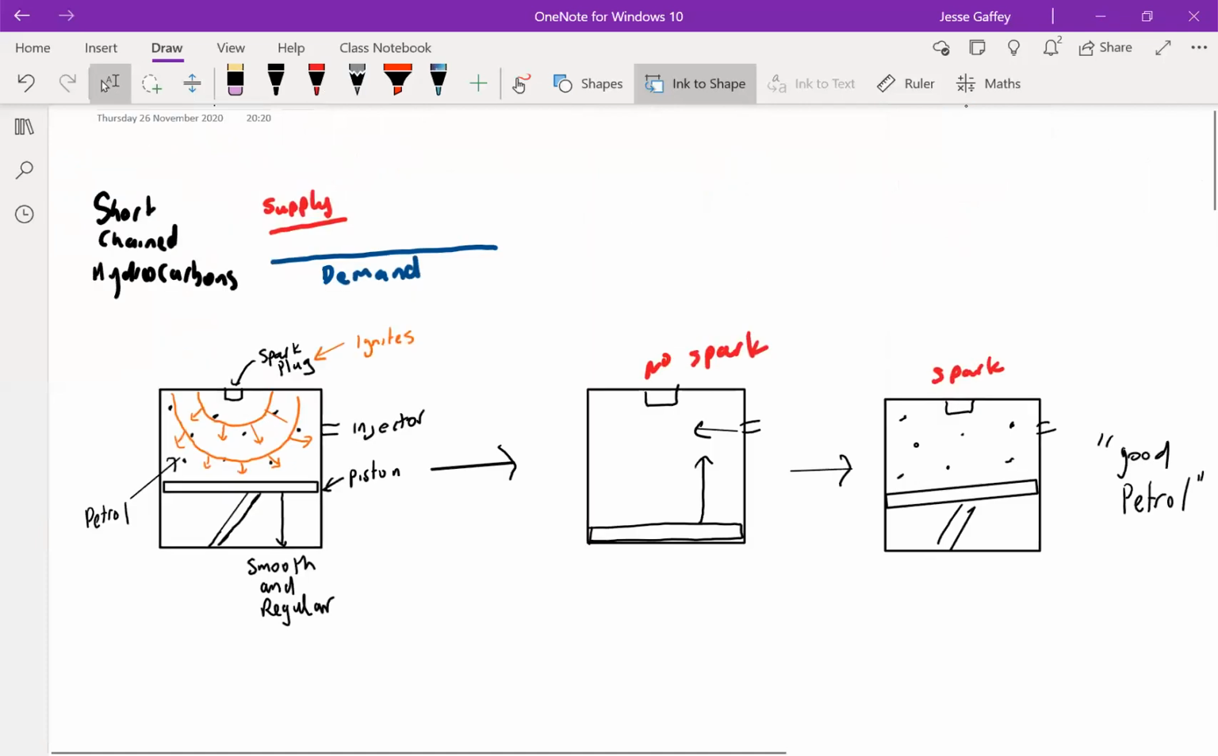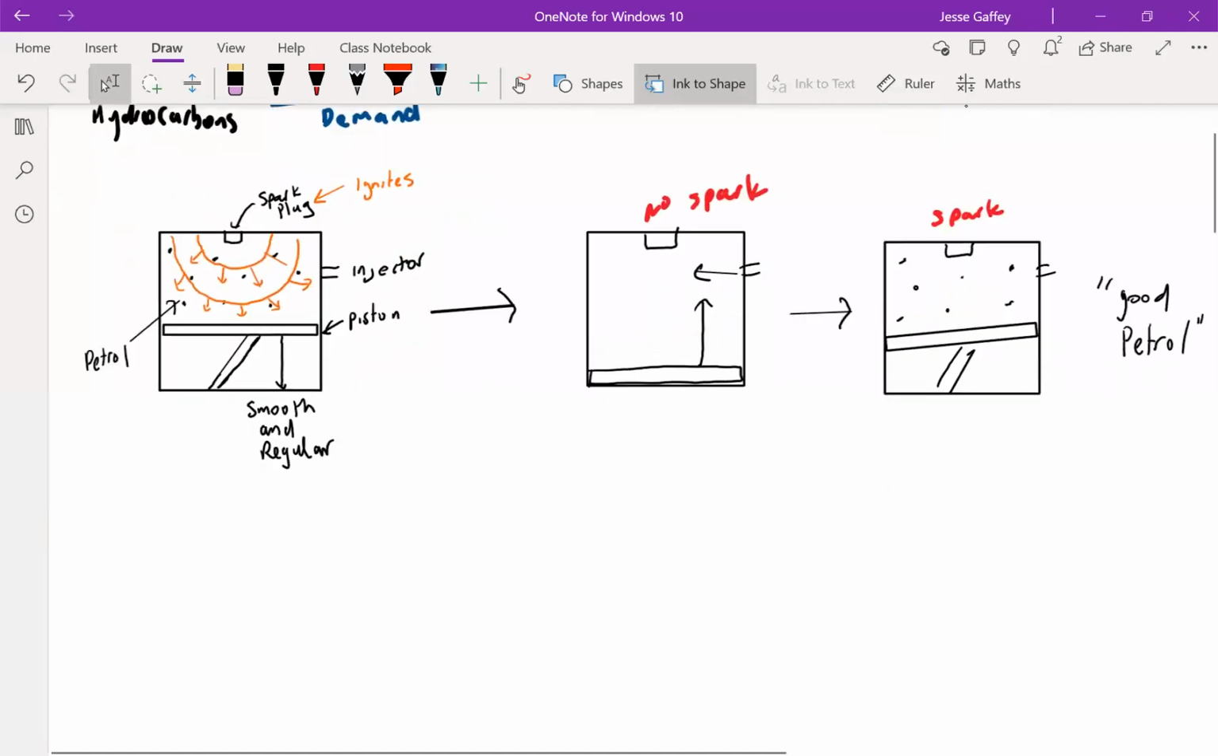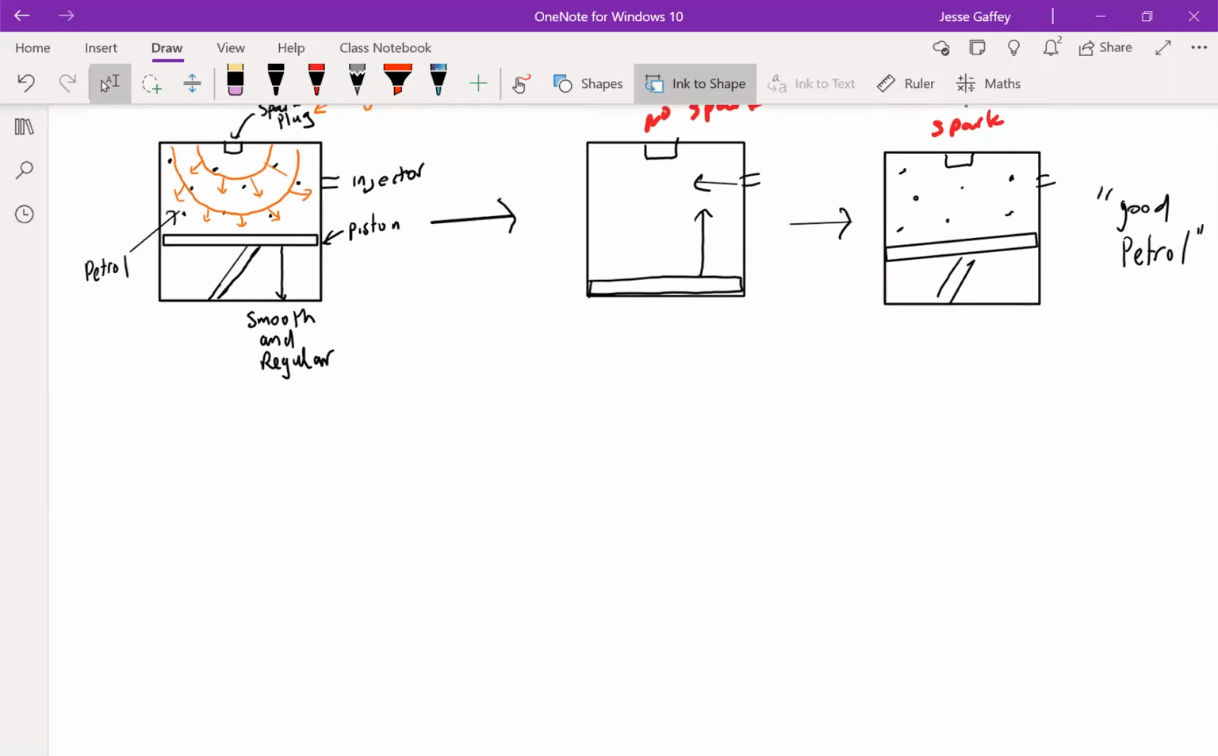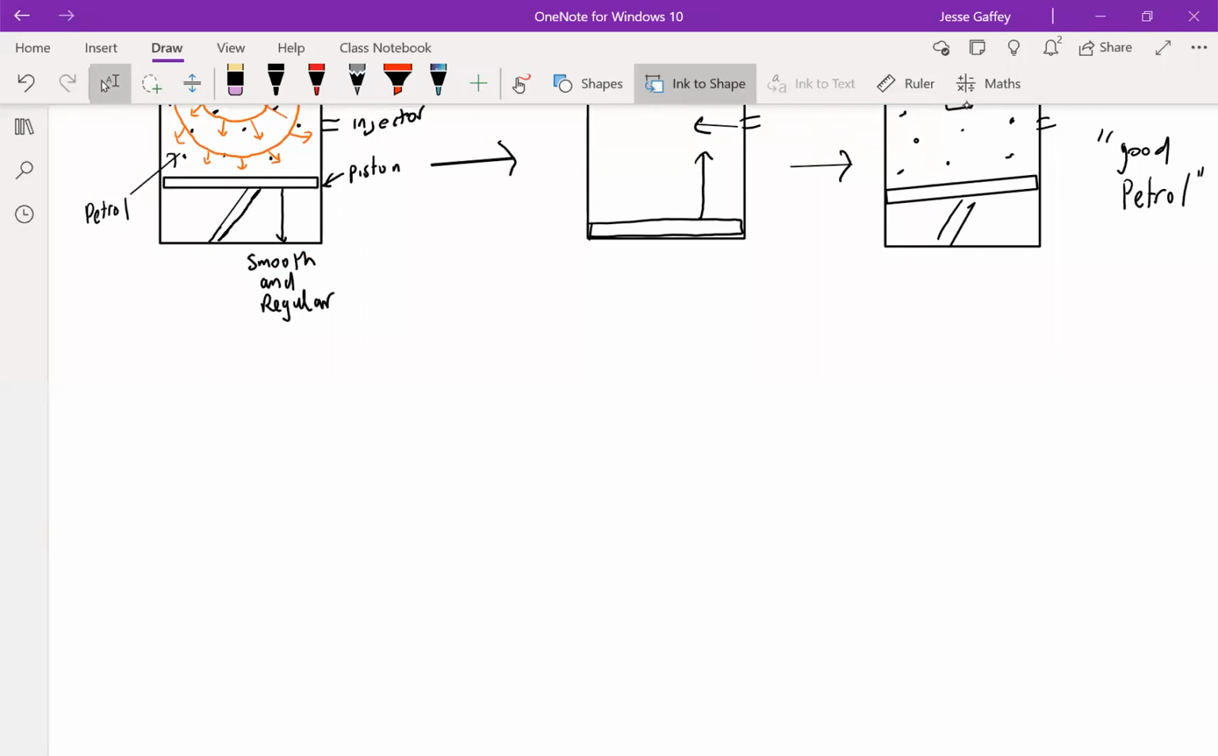So if we were to take what we said earlier, take some long chain hydrocarbon, like the fuel oil, and just water down or dilute down the petrol. What is the problem with that? Why can we not just do that? Well, there are reasons why that doesn't work.